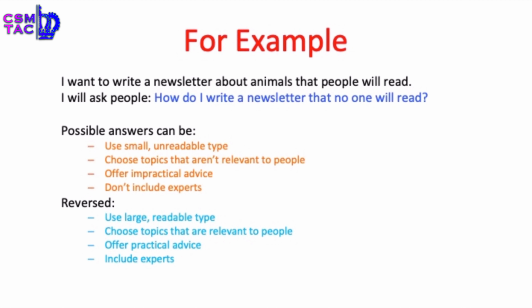Possible answers can be, use small, unreadable type. Choose topics that aren't relevant to people. Offer impractical advice. Don't include experts. Reversed. Use large, readable type. Choose topics that are relevant to people. Offer practical advice. Include experts.